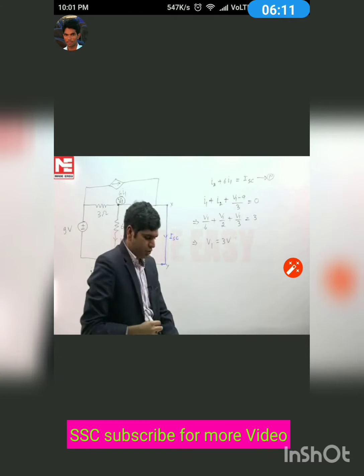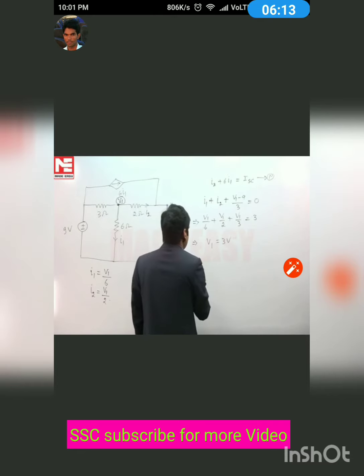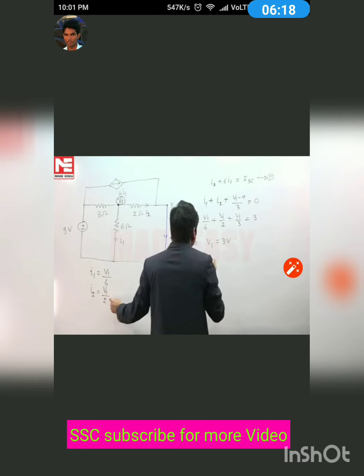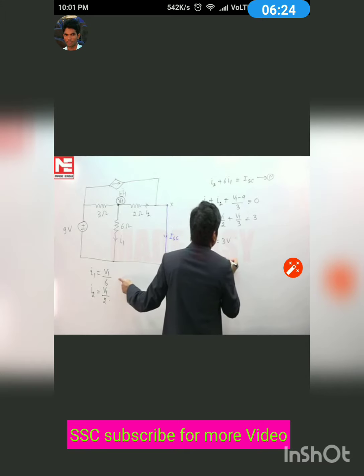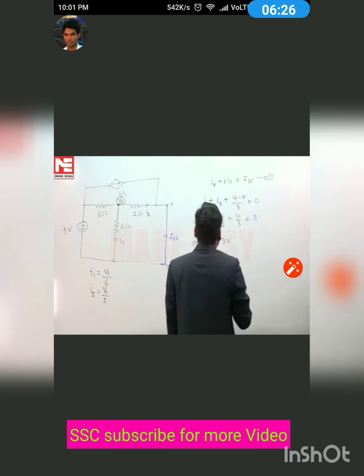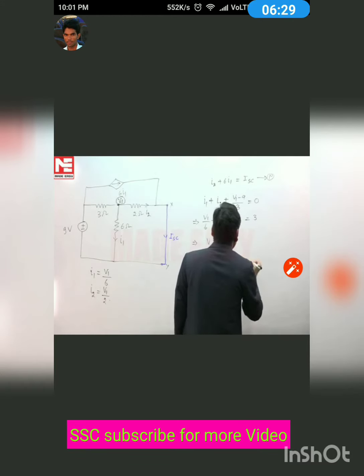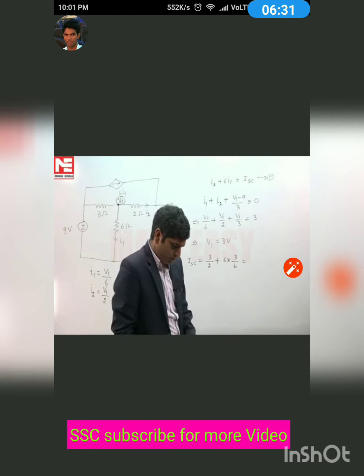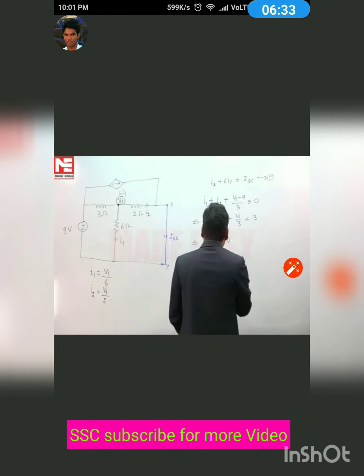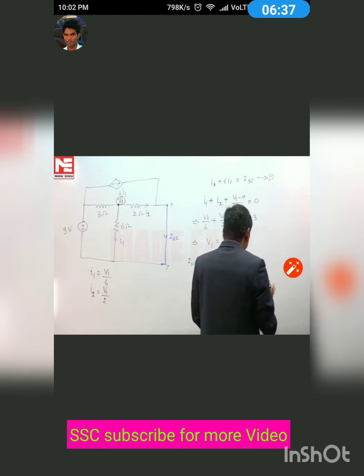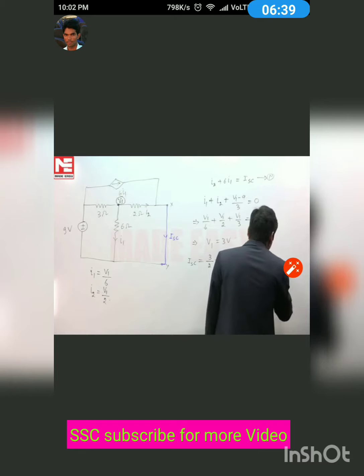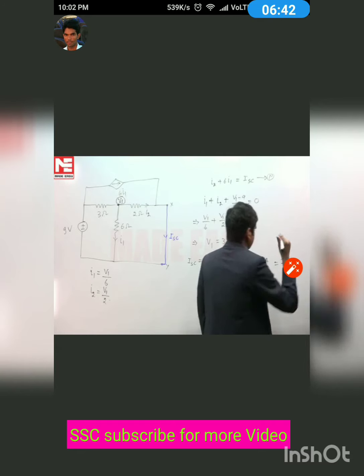Now that we have calculated V1, ISC can be calculated as I2, that is V1 by 2, so 3 by 2, plus 6 I1, that is 6 into V1 by 6, which is 3. So 1.5 plus 3 comes out to be 4.5 ampere, and this value is equal to Norton's current.